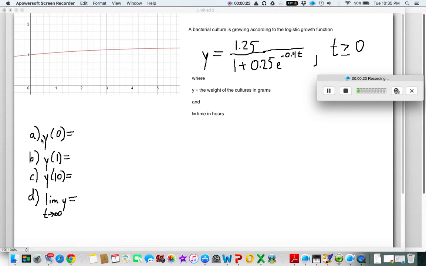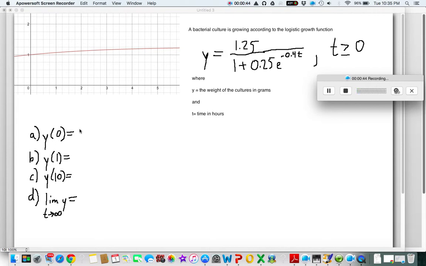And we're going to look and see how much bacteria we have at a few specific times. How much do we have at the beginning, after 1 hour, after 10 hours, and then what can we expect the upper limit to be? And as you can see from this function, it is evening out. We do end up with a horizontal asymptote.